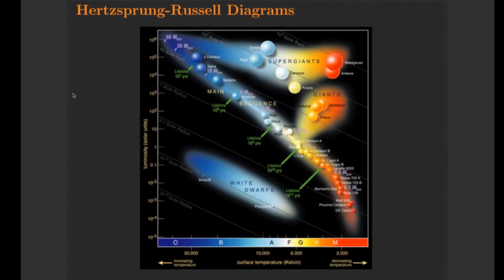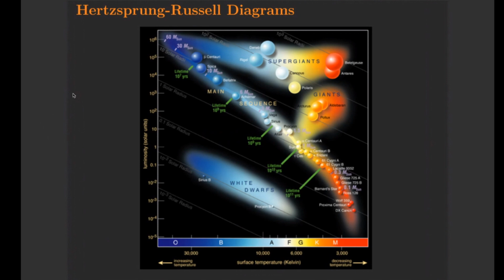So probably everybody on this system here knows what an HR diagram is, but let me just review it briefly anyway. So here's a picture I just grabbed off the internet. An HR diagram is a plot. Horizontally, we're plotting the temperature of the star, which is also related to the color of the star. So we can call it a color diagram or a temperature diagram.